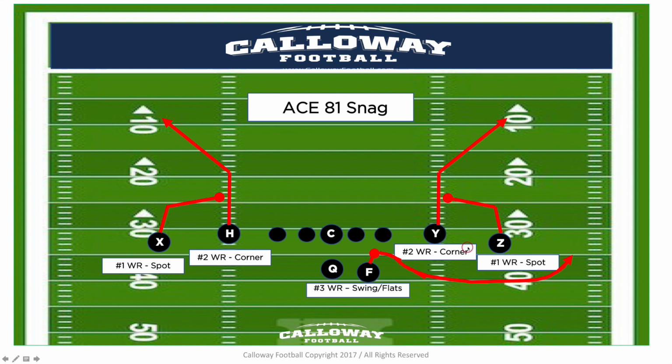So again, Snag is a 3-receiver combo. The number 1 receiver, the outside receiver running the spot, the number 2 receiver running the corner, and that number 3 receiver in this formation of ace would be our running back, runs the swing route out into the flats. Now, we really like this play against really any type of zone coverage.